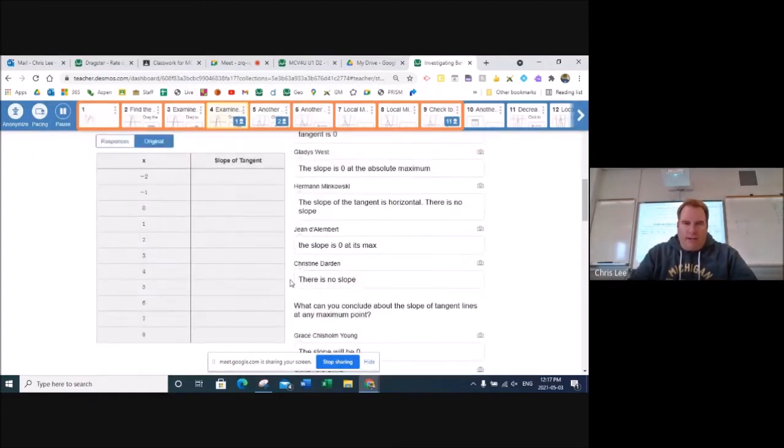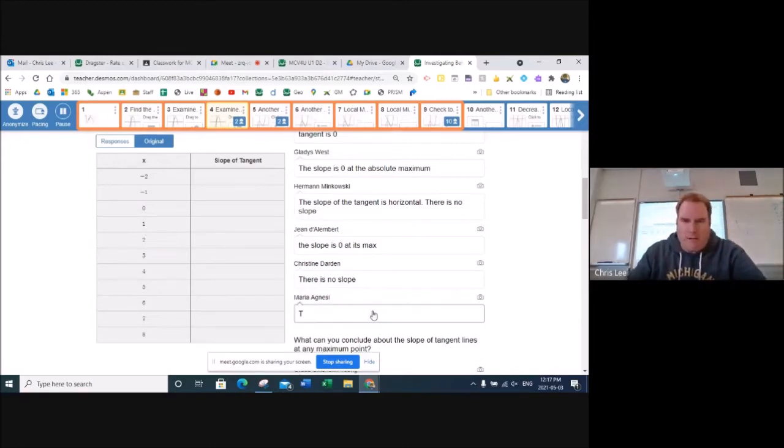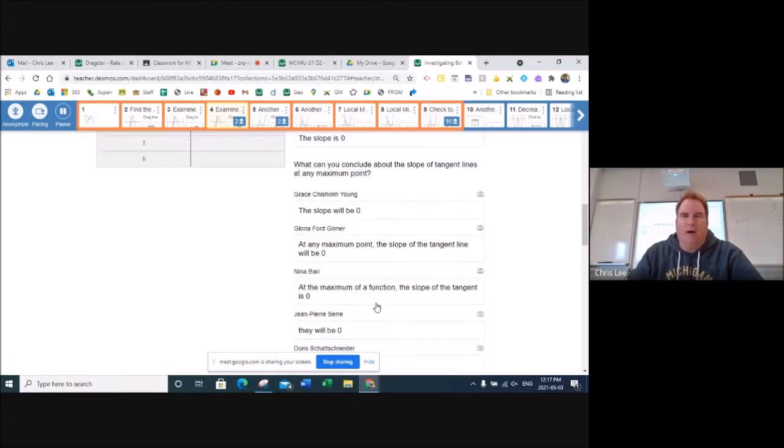Careful here. The slope is 0. Remember, no slope is a horizontal line. This is the slope. It has a number. The slope is 0. Okay, so it's not that there's no slope. The slope is 0. Oh, look, people are going to change their answers right now, which is funny. Okay, so what can you conclude about the slope at any maximum point? That the slope will be 0.